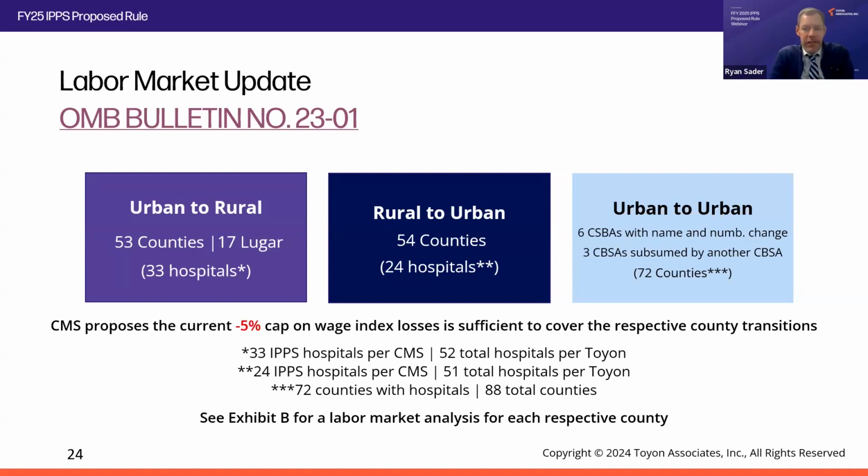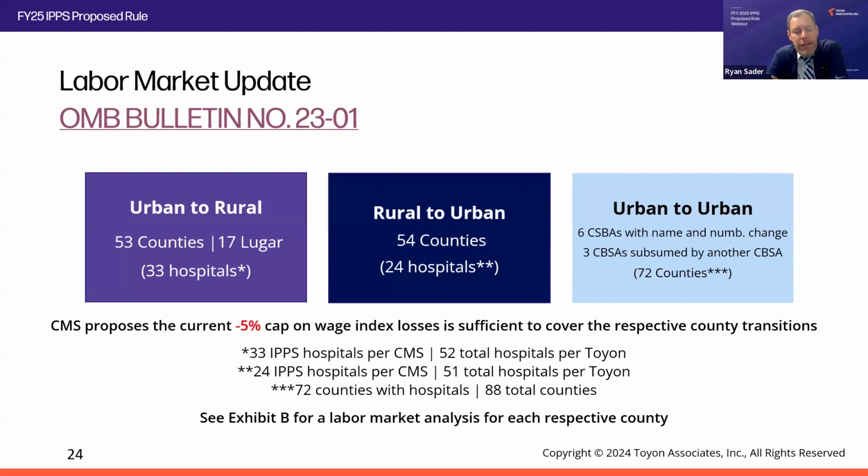Urban to urban is just kind of you were subsumed by another CBSA, or the CBSA changed names. Like I know one instance, I think it was in Jersey, New Brunswick, Lakewood became Lakewood, New Brunswick for whatever reason. So it's got a new number now because it's all alphabetical.